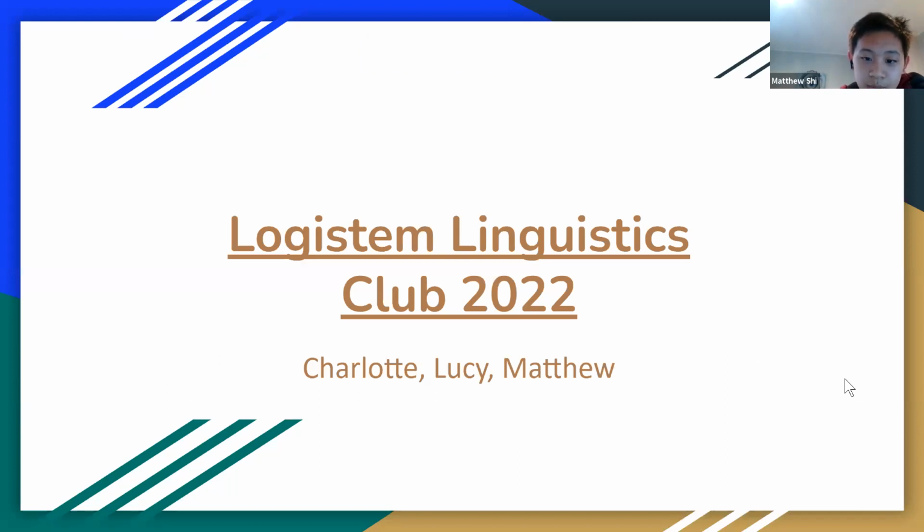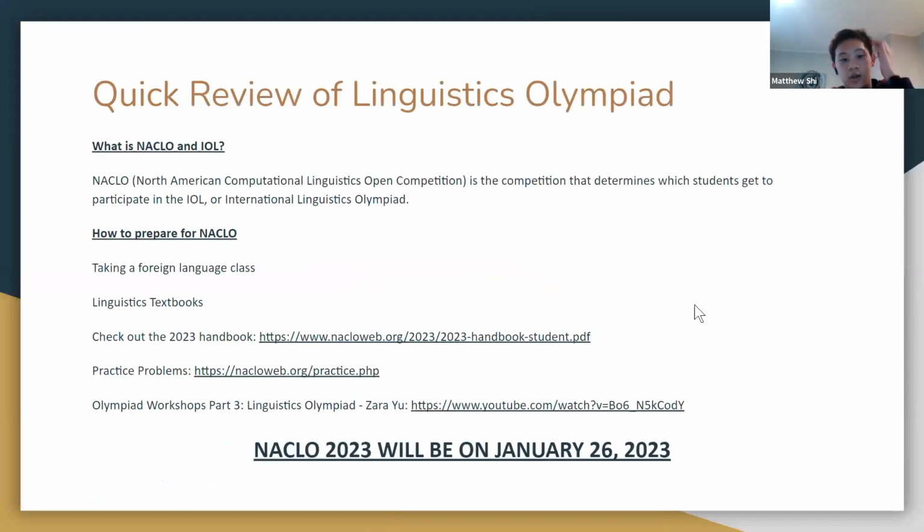So, Linguistics Club 2022, taught by me, Charlotte, and Lucy. A review of the Linguistics Olympiad, NACLO and IOL. NACLO is the North American Computational Linguistics Open Competition. It's the competition that determines which students get to participate in the IOL, or International Linguistics Olympiad.